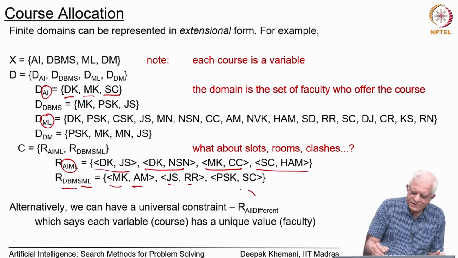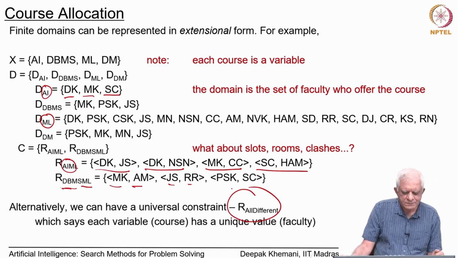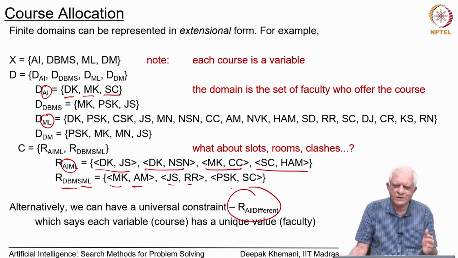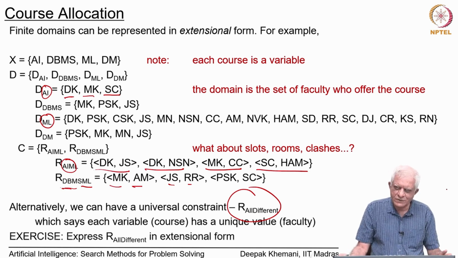One constraint which is commonly used in specifying CSPs is called the all different constraint, which says that every variable must have a distinct value essentially. So, the values must be all different. So, you cannot say, for example, that the same person will teach all 4 courses, because that is not the kind of thing that you are looking for. Then you would use something like this. And as a small exercise, I will ask you to take a small example and express the all different relation in extensional form essentially. How would you express that? We will see variations of this as we go along essentially.